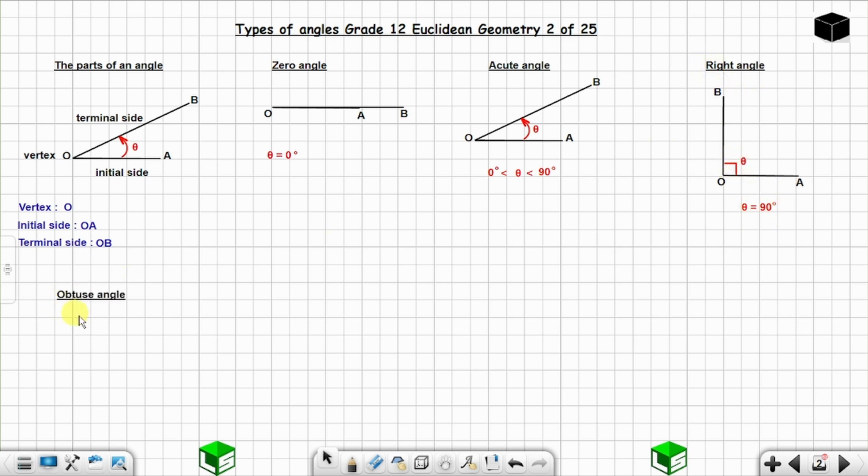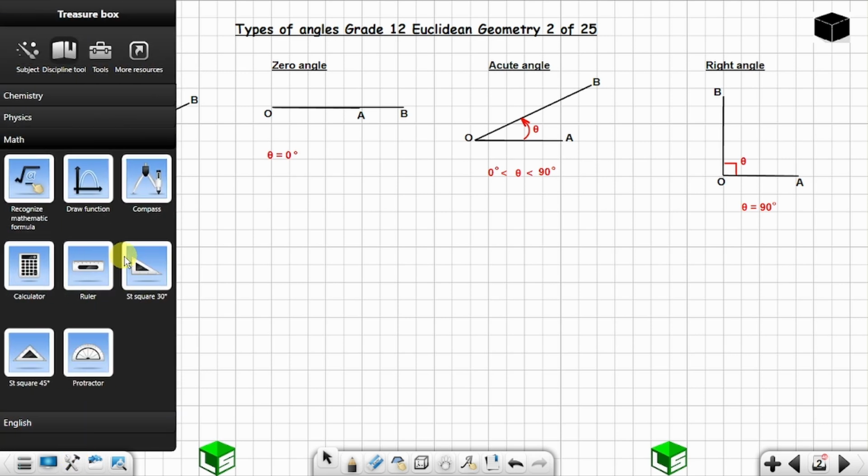Let's move on, and we have an obtuse angle. An obtuse angle is between 90 degrees and 180 degrees. It is not equal to 90 degrees and not equal to 180 degrees, but between, meaning it can be 91 or 90 point something, but not equal to 90 degrees. It can be 95, 100, 120, 150, 170, but not equal to 180 degrees. You can use your protractor to check the size of this angle.